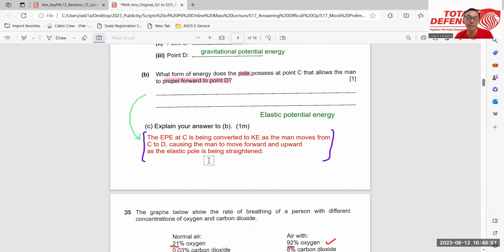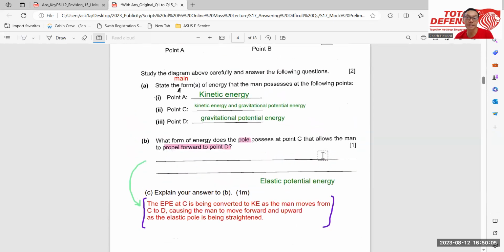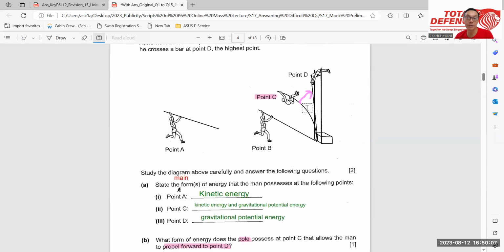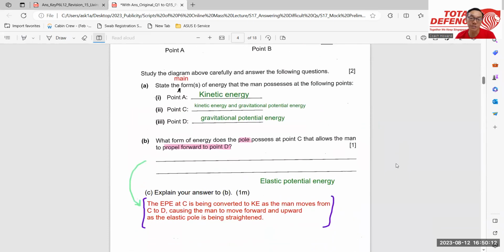Okay. At C it is being converted to kinetic energy as the man moves from C to D, causing the man to propel forward and upward as the elastic pole is being straightened. Yeah, because when it's bent, right, it will store a lot of elastic potential energy. So as it's straightened, the elastic potential energy is converted into kinetic energy. So these are application questions in sports science, athletic science.